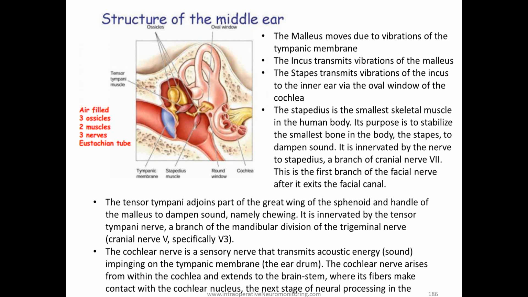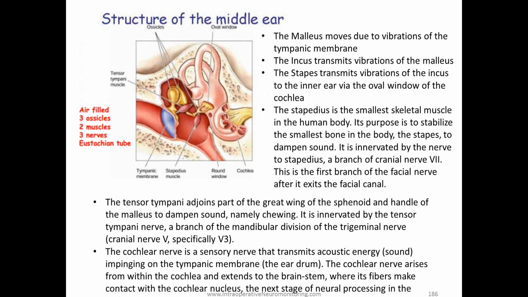So for me, the easiest way to remember cranial nerve 7 to the stapedius is they both have S's in it. So 7, stapedius. And we'll see another small muscle, the tensor tympani, which adjoins part of the great wing of the sphenoid to the handle of the malleus to dampen sound, namely chewing. It is innervated by the tensor tympani nerve, a branch off of the mandibular division of the trigeminal nerve. So tensor tympani T, trigeminal nerve T, stapedius S, cranial nerve 7 S. That's how I remember it.